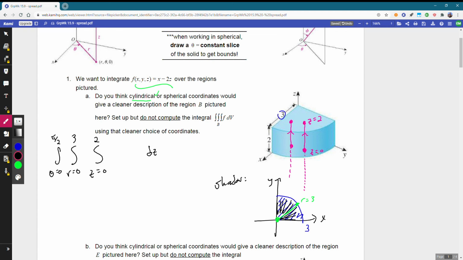And so our polar dA here becomes r dr d theta, and our function here, x minus 2z. Z is one of our variables, but x is not, and so we'll swap that out. r cosine theta minus 2z, and there we go. We have our fully set up integral in terms of cylindrical coordinates.